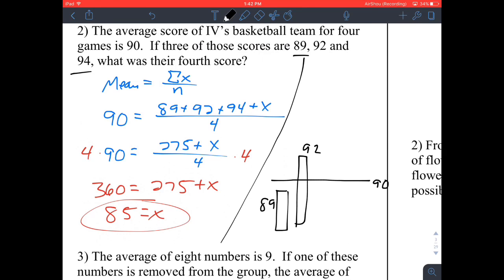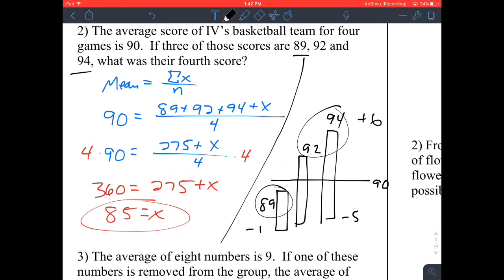The next game is a 94. So if you look at this one here, we are down 1. These two, we are up 6. We want those to be equal. So to be equal, we need to be down 5 more here. So down 5 below 90 would be an 85. It's another way to look at average if that's helpful. Maybe it is. Maybe it isn't.